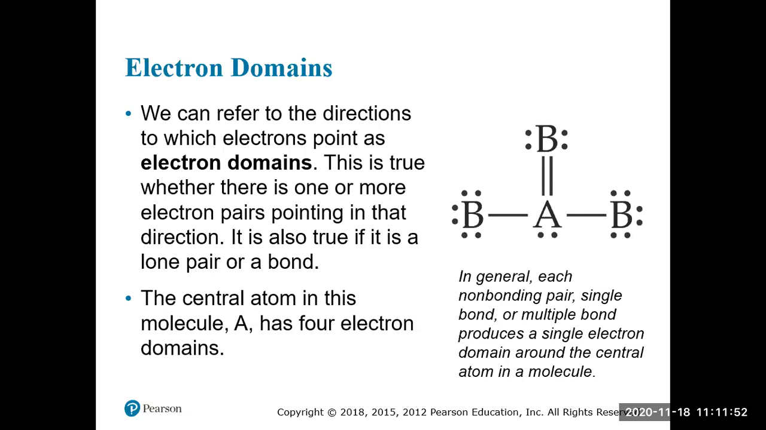2 of them are represented by that AB single bond. One of them is represented by the double bond of A to B. And the last one is represented by the lone pair of electrons on A. So whether it's the single bond electrons, the double bond electrons, or the free electron pair, each of those is considered an electron domain. So in this example, there'd be 4 electron domains around the central atom of the molecule.